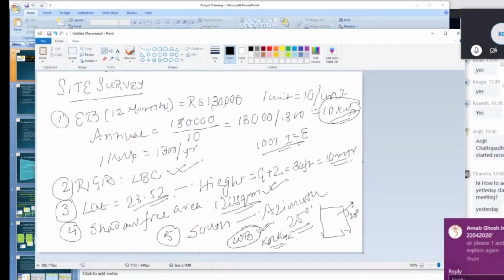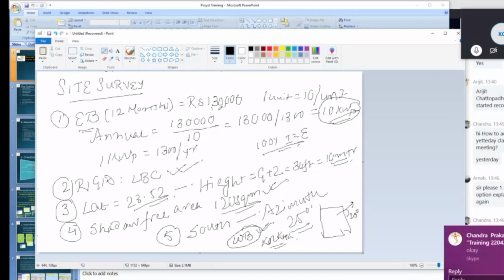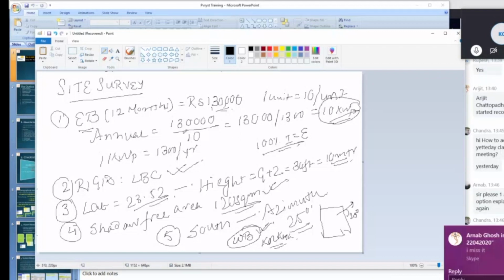Fine, 1 and 2. Okay. First, we have got the electricity bill. From the electricity bill, we came to know the annual consumption is 1,30,000. From that, we are taking 1 unit as 10 per unit. So 1,30,000 by 10 will give you 13,000 units annual consumption that the customer is going to have.